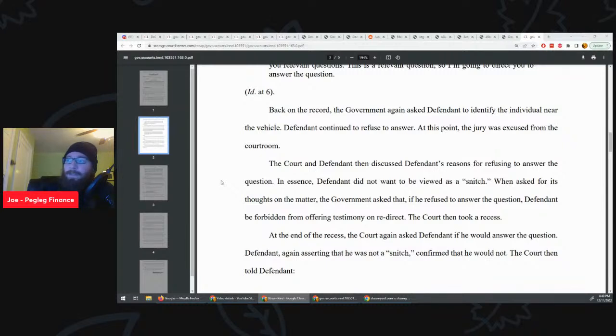The court and defendant then discussed defendant's reasons for refusing to answer the question. In essence, defendant did not want to be viewed as a snitch. When asked for his thoughts on the matter, the government asked that, if he refused to answer the question, defendant be forbidden from offering testimony on redirect. Sanctions, immediate sanctions. The court then took a recess.